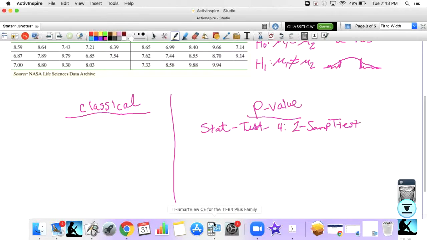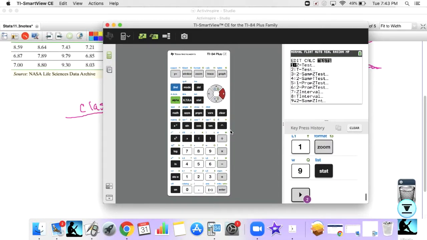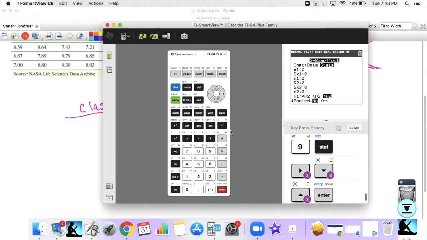So let's go back to our calculator. We'll go stats. We're going to go over to tests. And we're going to go down to 4, 2-sample t-test. Now, we have data. If you have statistics, these are what you would need. You would need your sample mean, your sample standard deviation, and your sample size. You would need that for both groups before you were able to do anything. We do have our data here, so we're going to go data, L1, L2, with a frequency of 1. We want to test that they're not equal. And this is not pooled data.